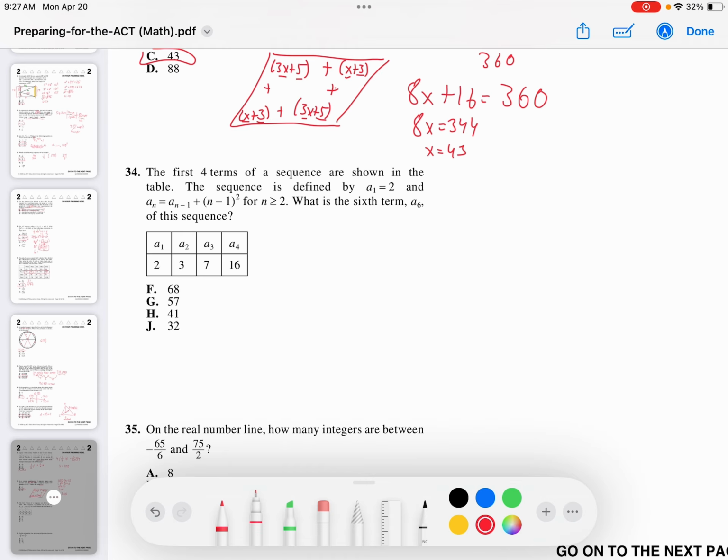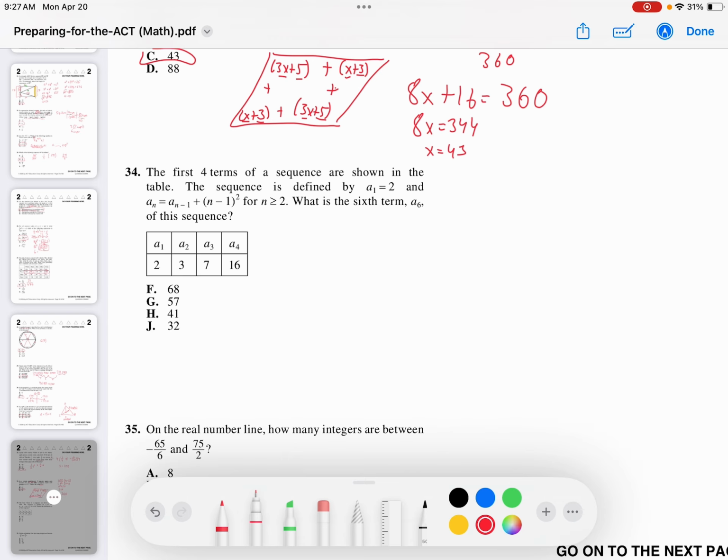Okay, the first 4 terms of a sequence are shown in the table. The sequence is defined with a1 equals 2. What is the 6th term of the sequence? Okay, a1 is 2, and then the next one is we take the previous one plus the previous one squared. No, plus the current index minus 1 squared.